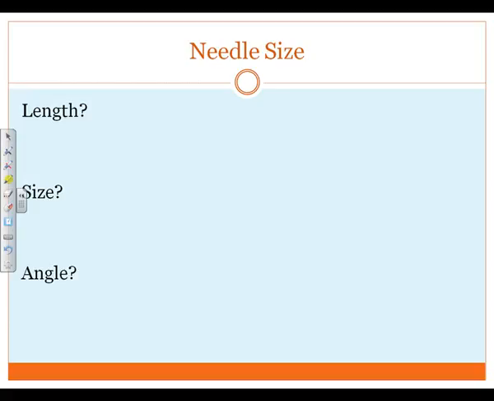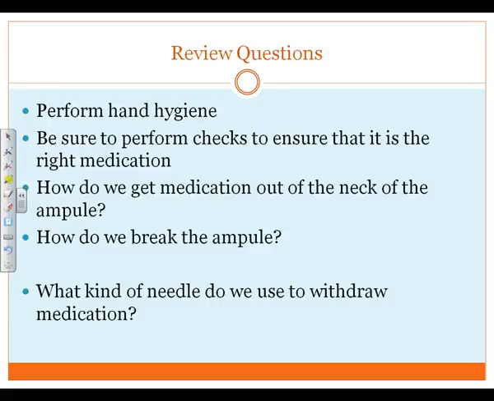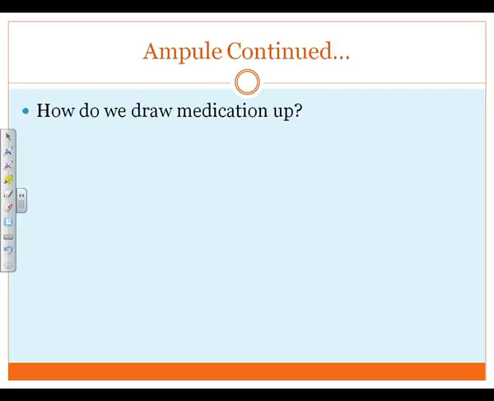What angle do we inject sub-Q injections at? 45 to 90. Good. What is no need to aspirate? You don't have to pull back on the syringe, but we'll talk about that in lab today. With your IMs, you have to pull back to make sure you're not in a vessel, but we'll cover that. All right, we're good with that. We're gonna move on.